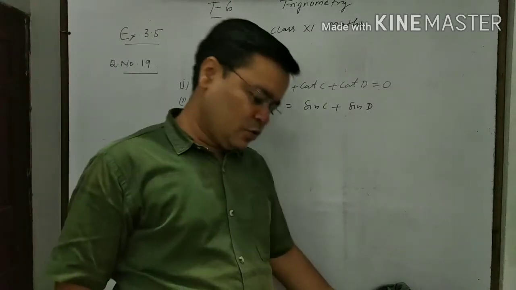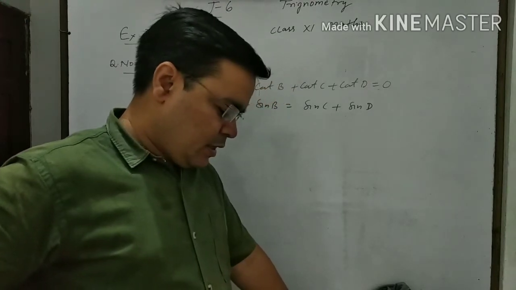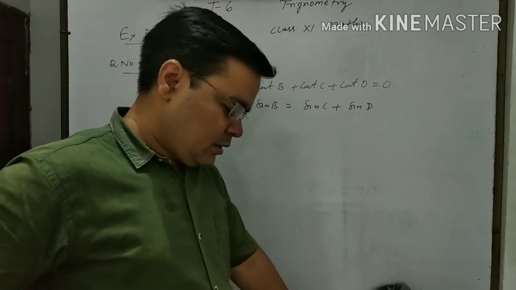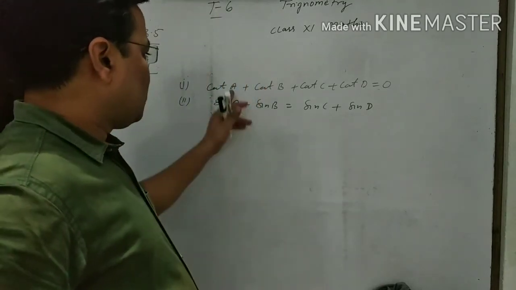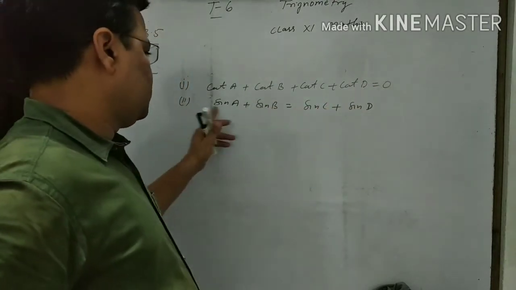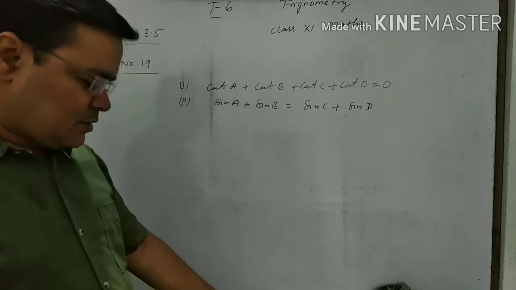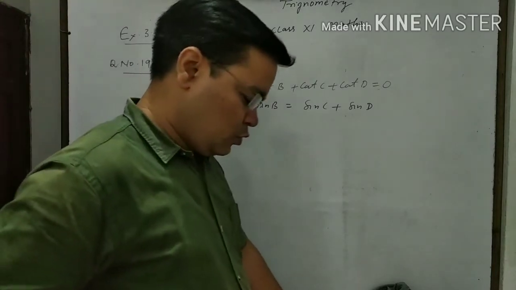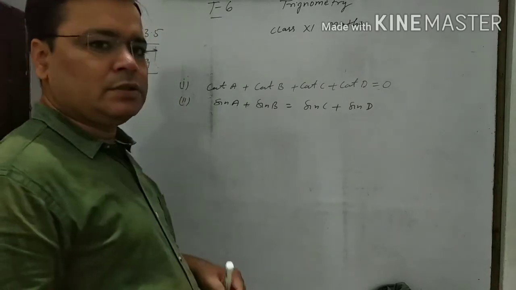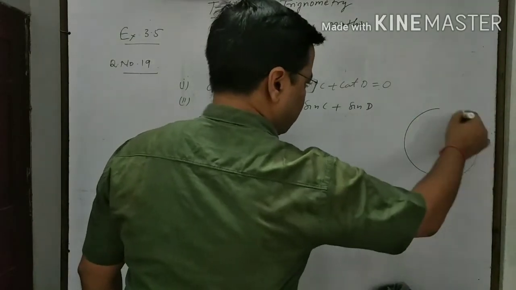Now let us discuss question number 19. If A, B, C, D are angles of a cyclic quadrilateral, then prove the first one, cot A plus cot B plus cot C plus cot D is equal to 0, and the second one, sin A plus sin B is equal to sin C plus sin D. Here, first of all, it is important to know what a cyclic quadrilateral is. I would like to tell you first about the property of a cyclic quadrilateral.